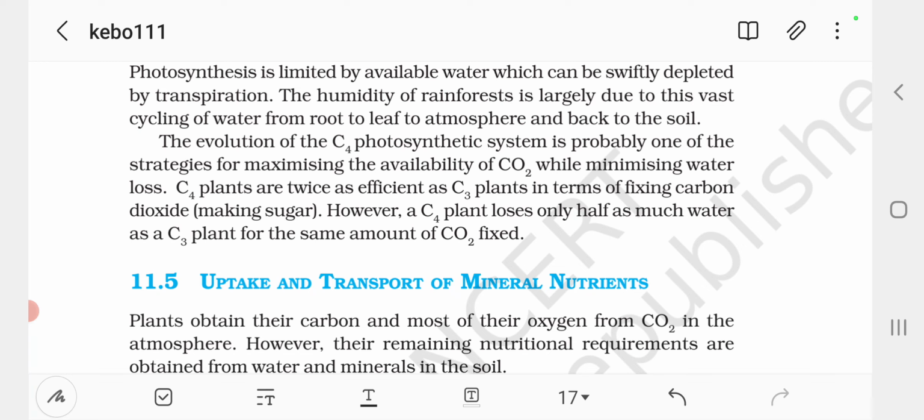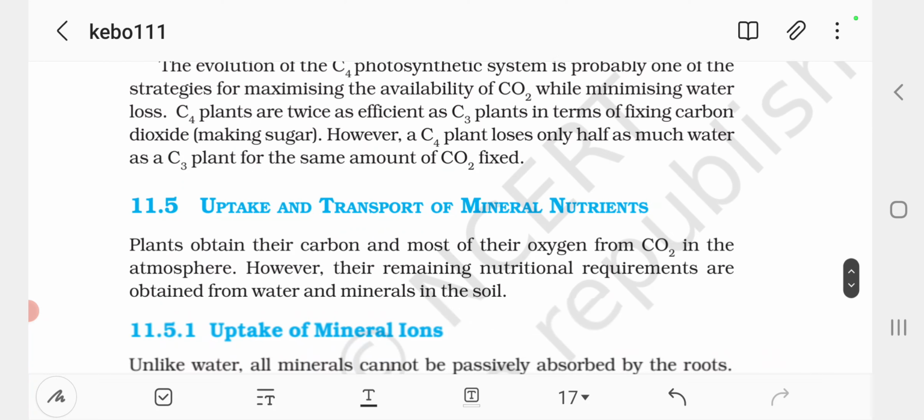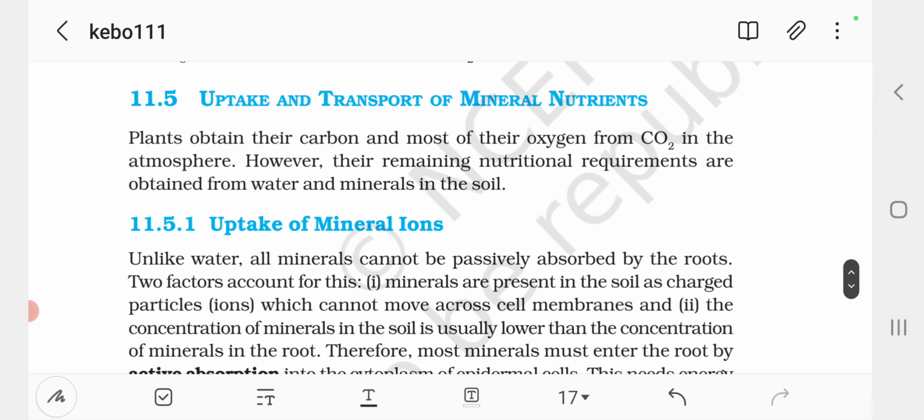The evolution of the C4 photosynthetic system is probably one of the strategies for maximizing the uptake of CO2 by minimizing water loss. C4 plants are twice as efficient as C3 plants in terms of fixing carbon dioxide, that is, making sugar. However, the C4 plant loses only half as much water as a C3 plant for the same amount of CO2 fixed. 11.5 Uptake and transport of mineral nutrients.